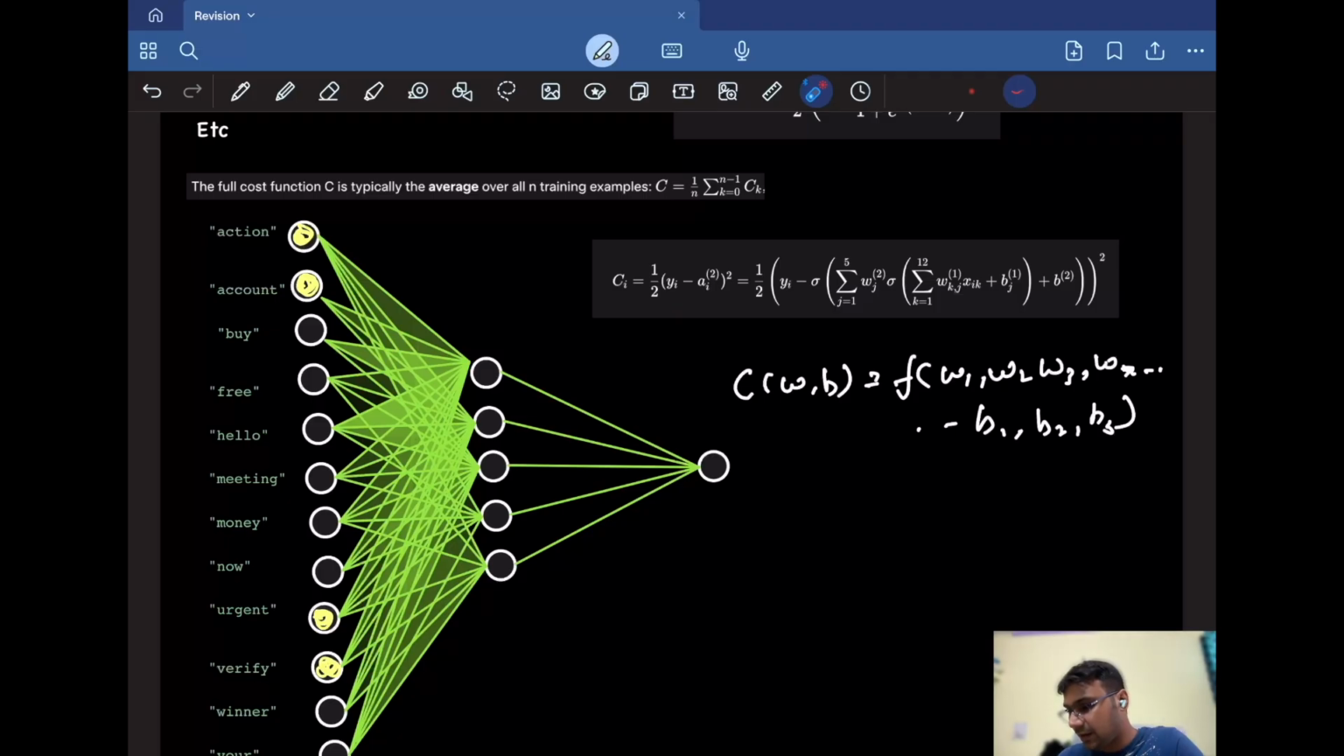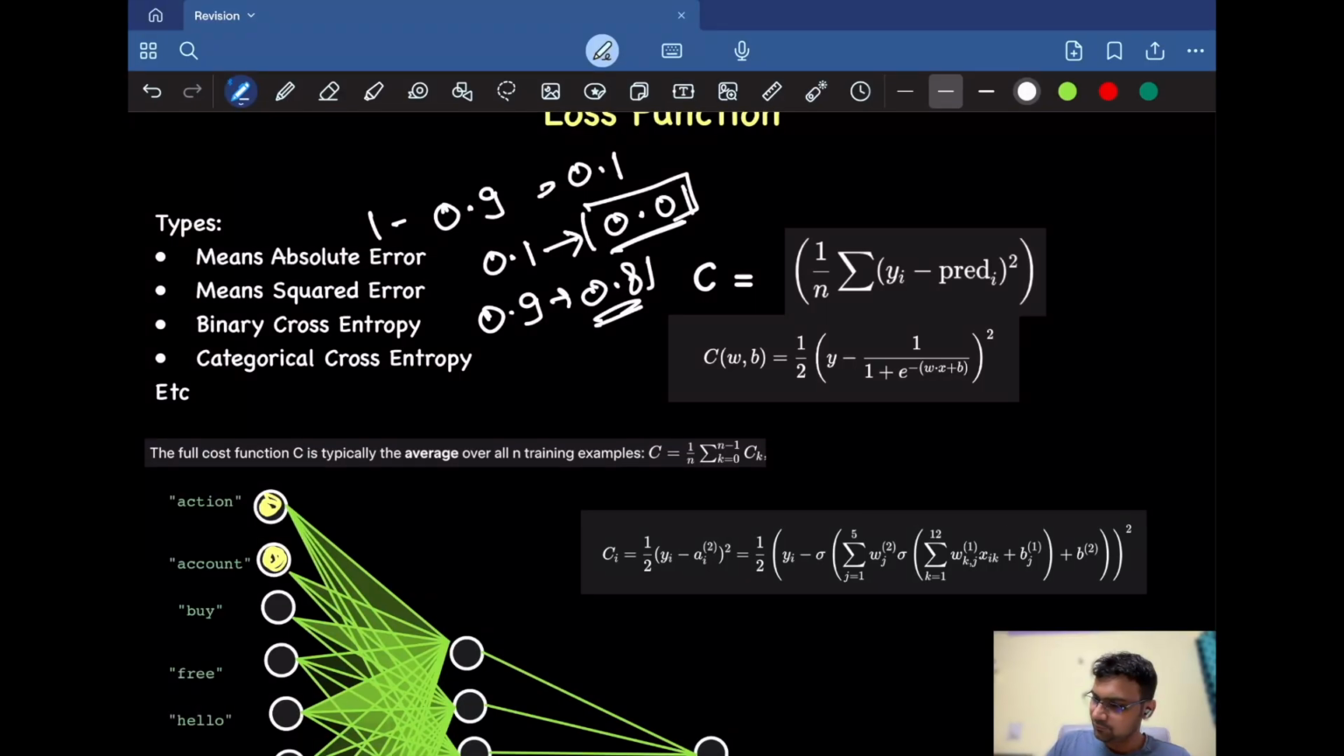It will be at its minima. How will we do that? We will understand that in the part on gradient descent. Okay, so last time we discussed up to the loss function.